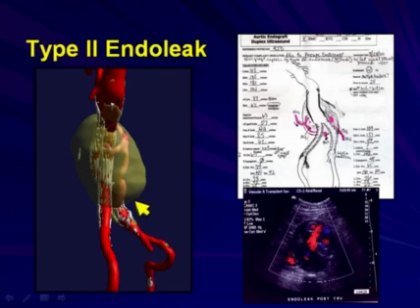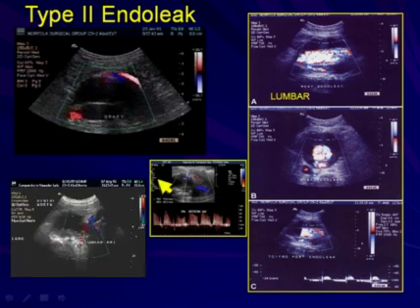This is a typical type 2 endoleak. Here is a whole nest of lumbars that were patent. You can see it's causing a large endoleak in between the two limbs of this graft, and this is about a month later, a 3D reconstruction CT was done depicting the same type of endoleak.